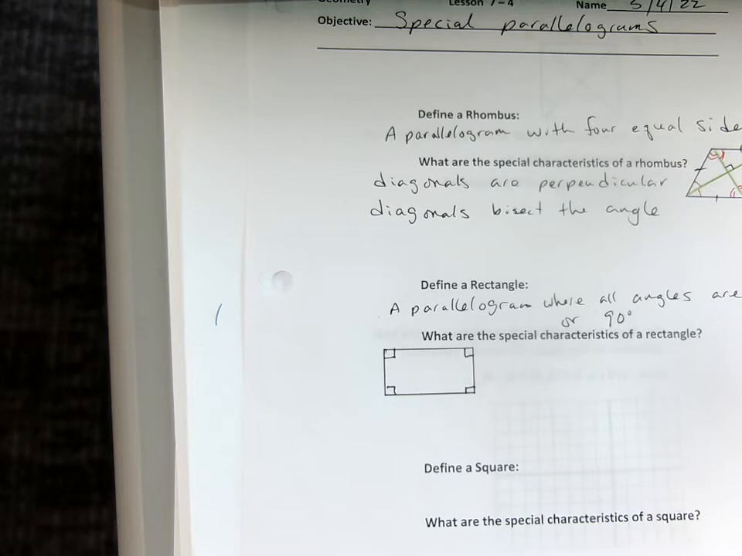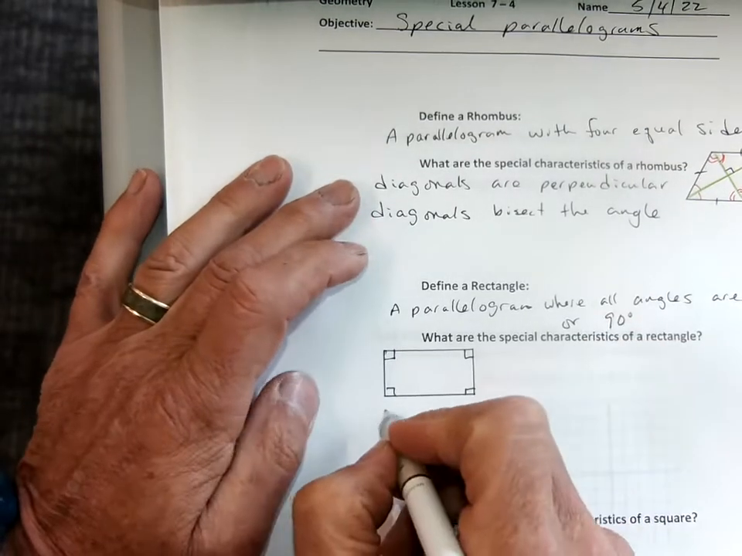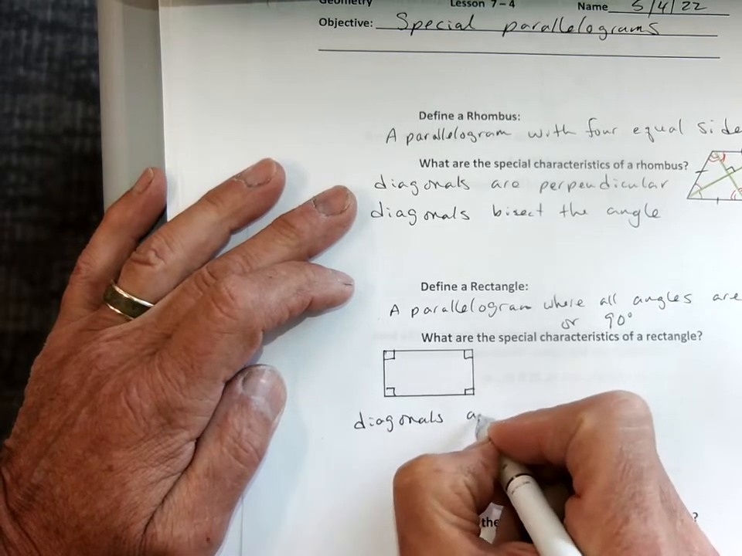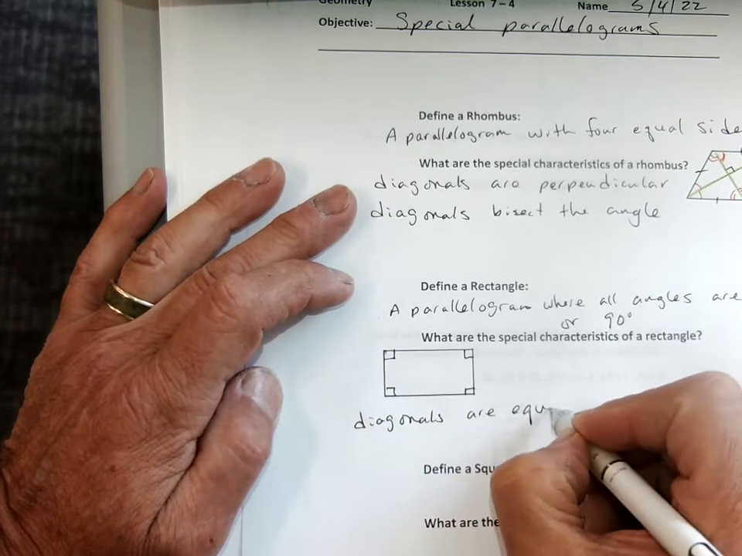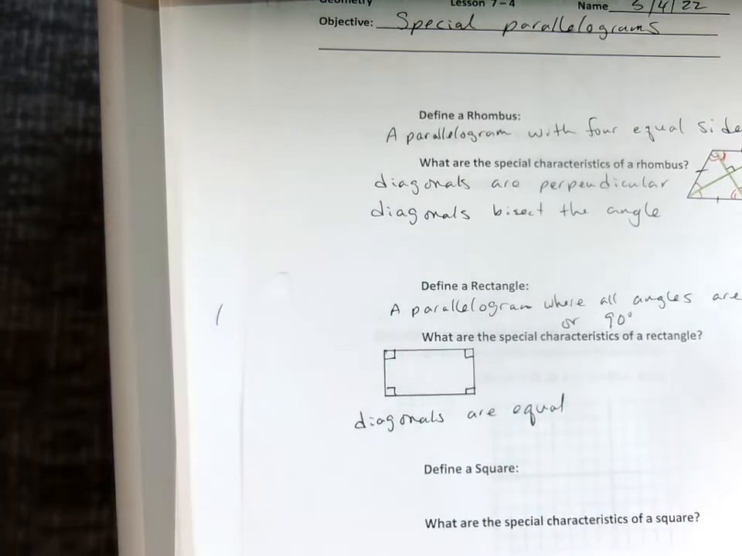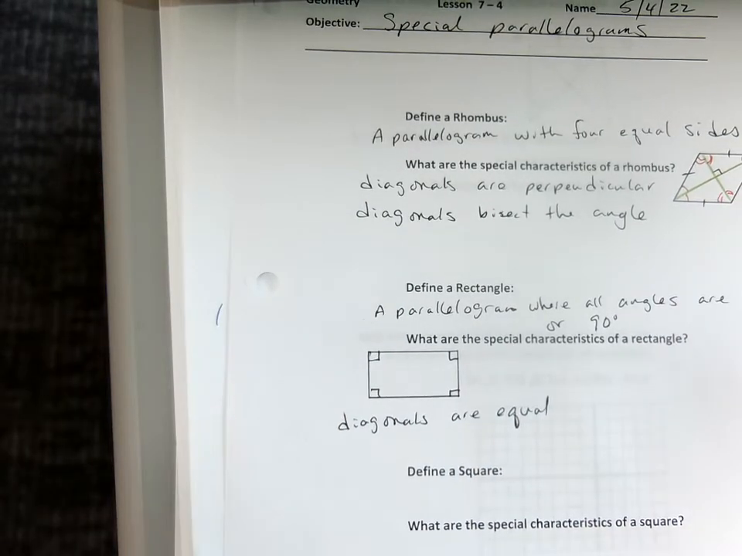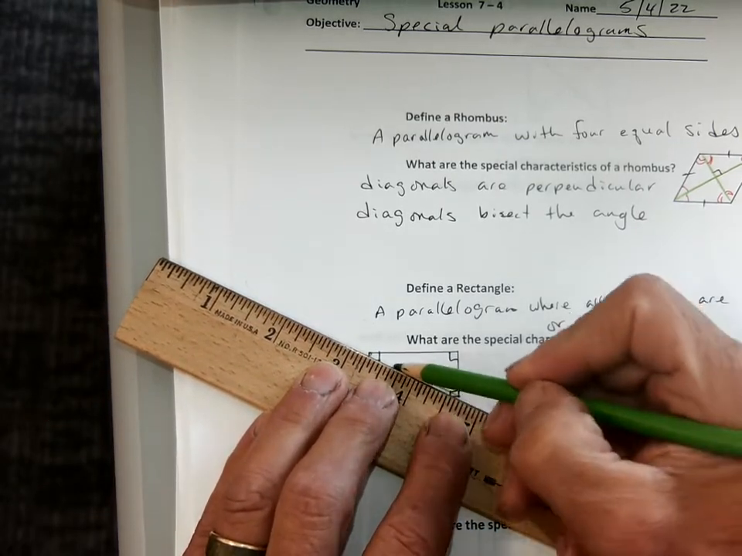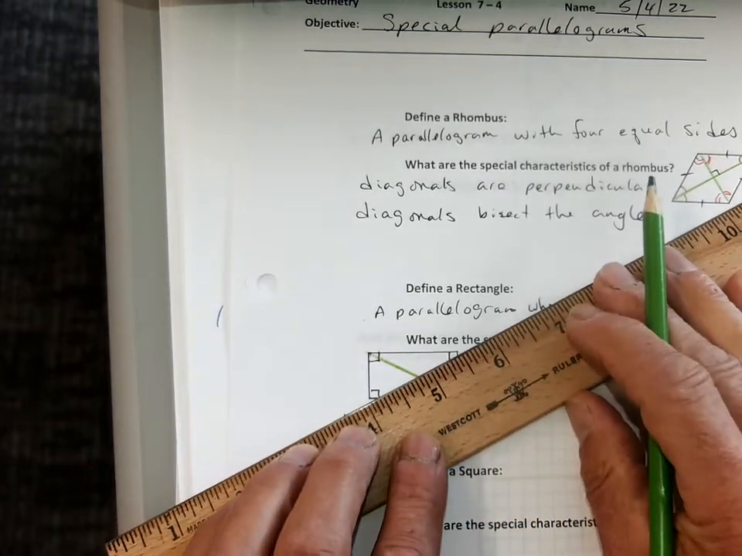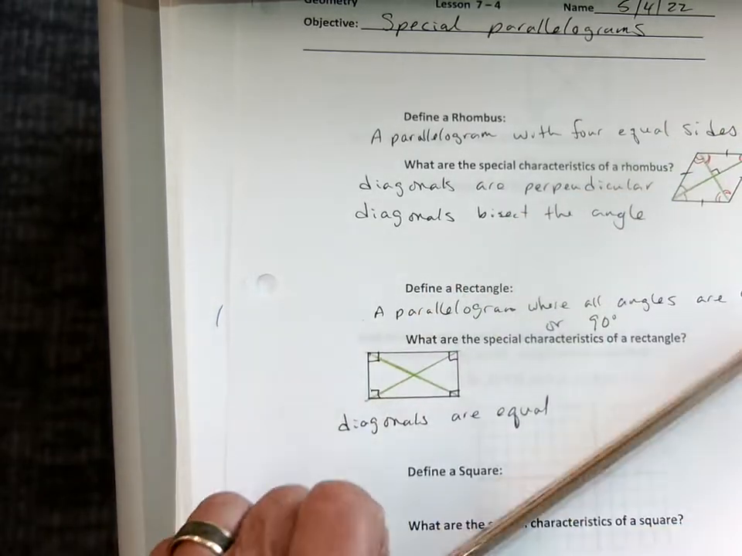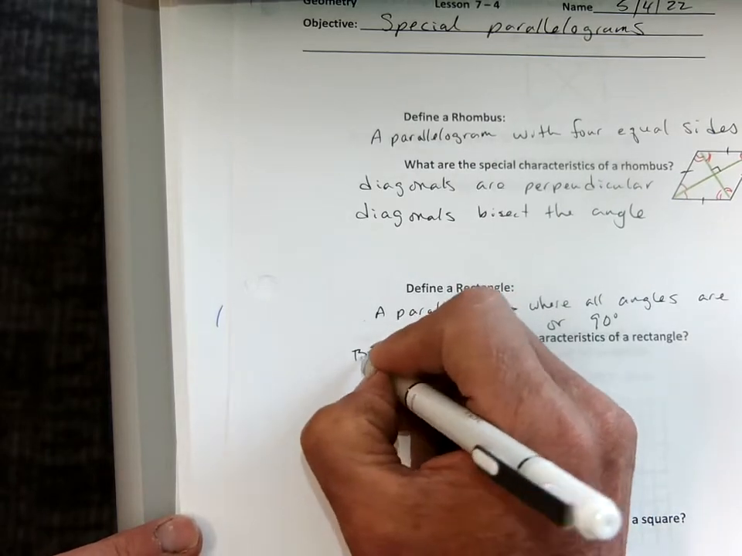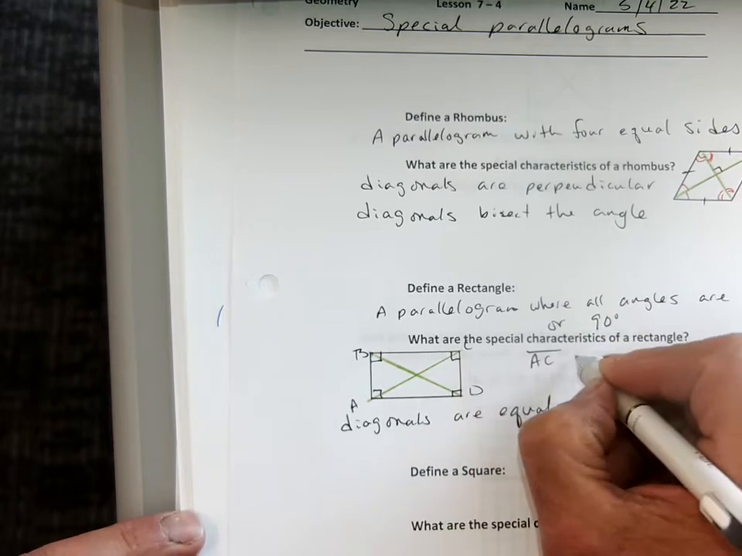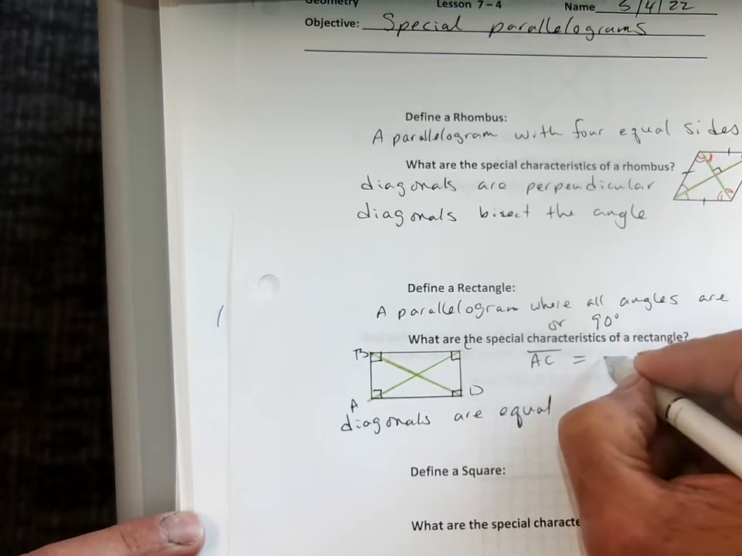And in a rectangle, the diagonals are congruent. So one, the diagonals are equal or congruent. Congruent is just another word for equal. When we use the word congruent, we're talking about shapes. It's just saying shapes are equal, that's all. So if I draw my diagonals, and if I label this A, B, C, D, we can say that AC must be equal to BD, okay?